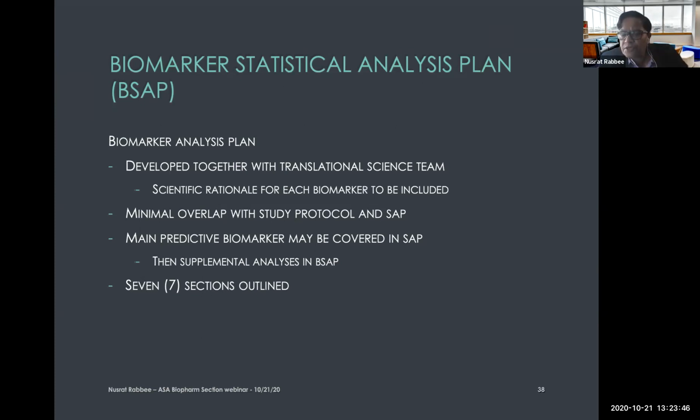Endpoints, general considerations, how you're going to impute missing values, what kind of normalization, if any, you will do. For SNP, you might have SNP data, you might have IHC, immunohistochemistry data, you might have blood-based biomarker. Are you going to do any pre-processing?